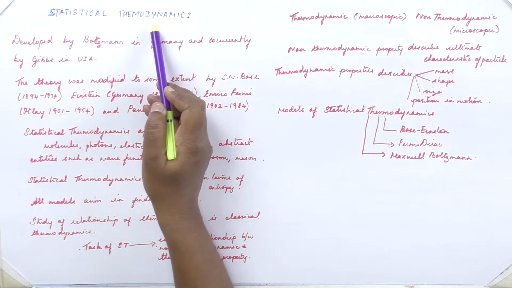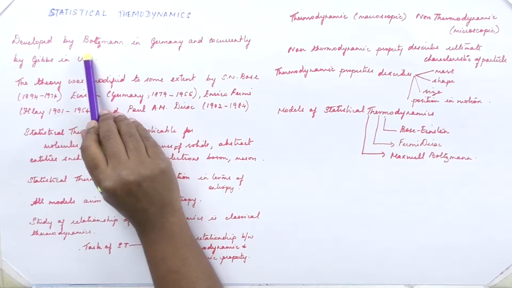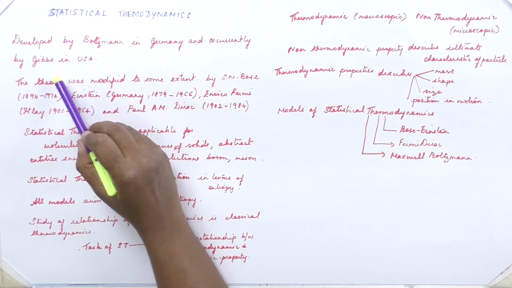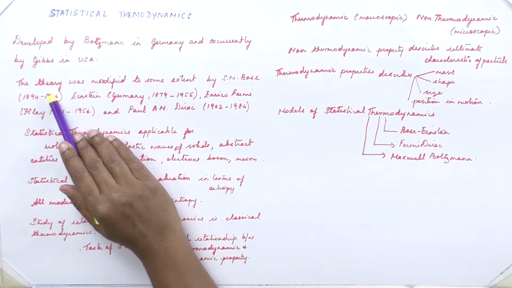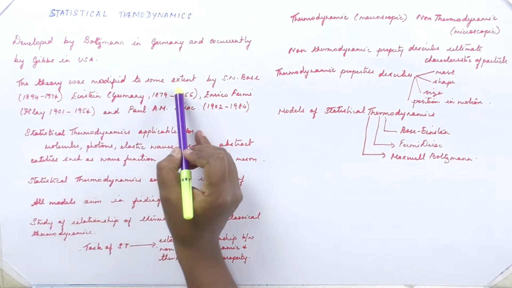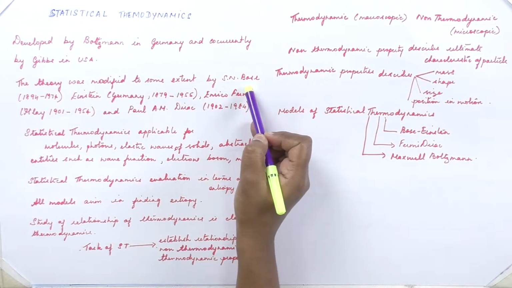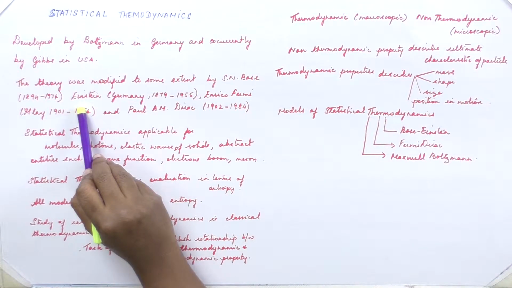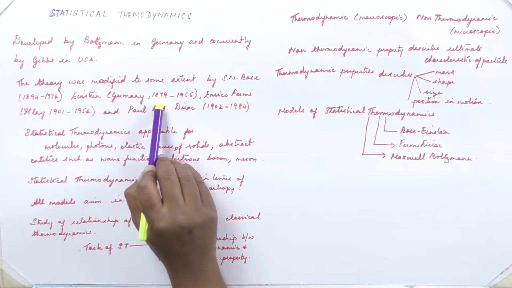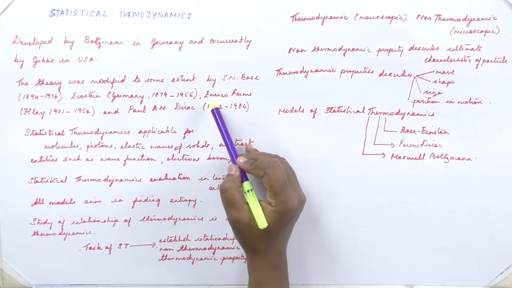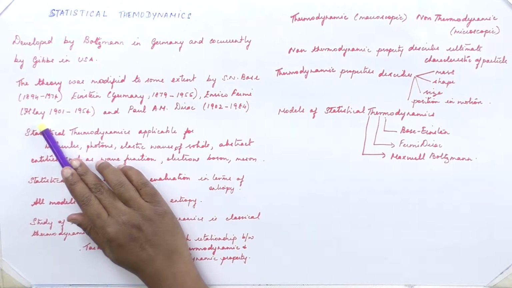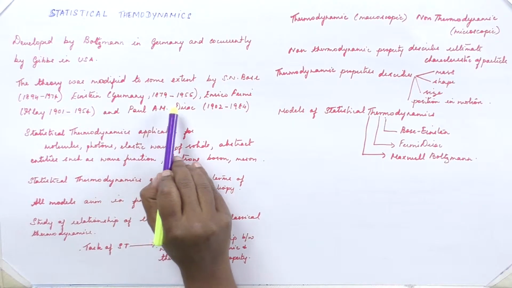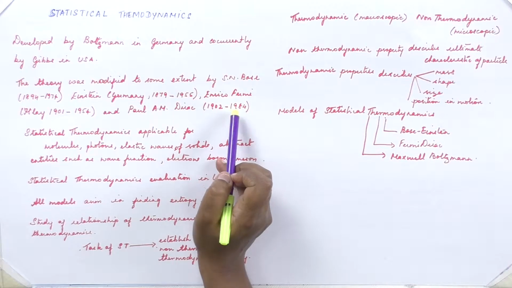Statistical thermodynamics. This statistical thermodynamics was developed by Boltzmann in Germany, and concurrently it was developed by Gibbs in USA. The theory of statistical thermodynamics was modified to some extent by S. N. Bose, 1894 to 1974, and Einstein from Germany, 1879 to 1955, and Enrico Fermi from Italy, 1901 to 1954, and Paul A. M. Dirac, 1902 to 1984.